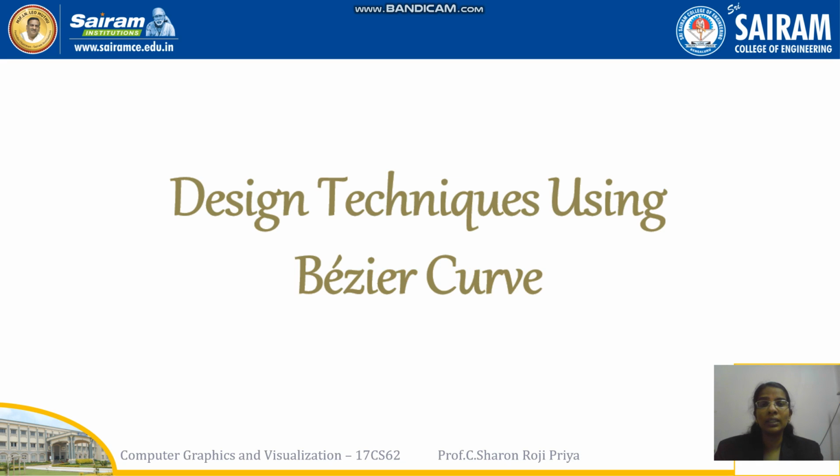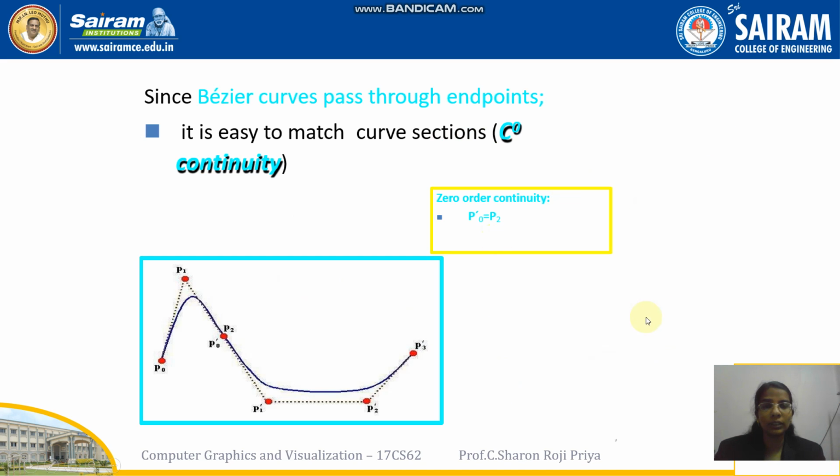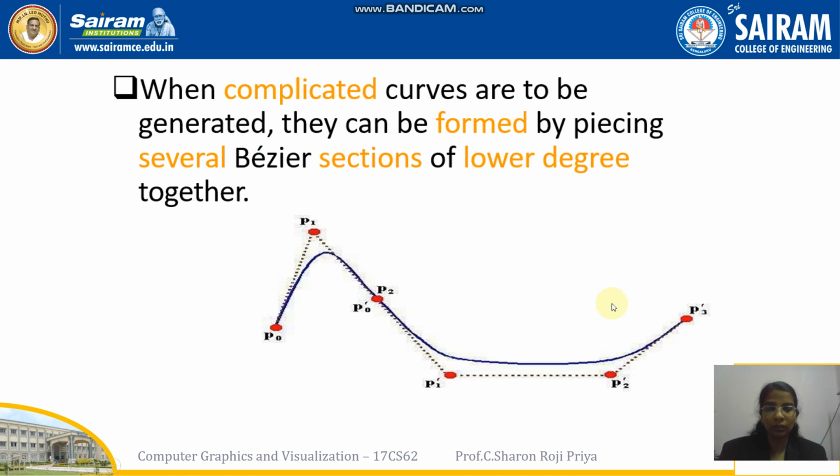Next, we can see the design techniques using Bezier curves. When I want to generate a complicated Bezier curve, I can do it piece by piece, part by part. That is what we are going to see here: a curve formed by piecing several Bezier curves. So I can draw up to here. This is one piece of my Bezier curve, and next I can draw the next piece. I can draw piece by piece.